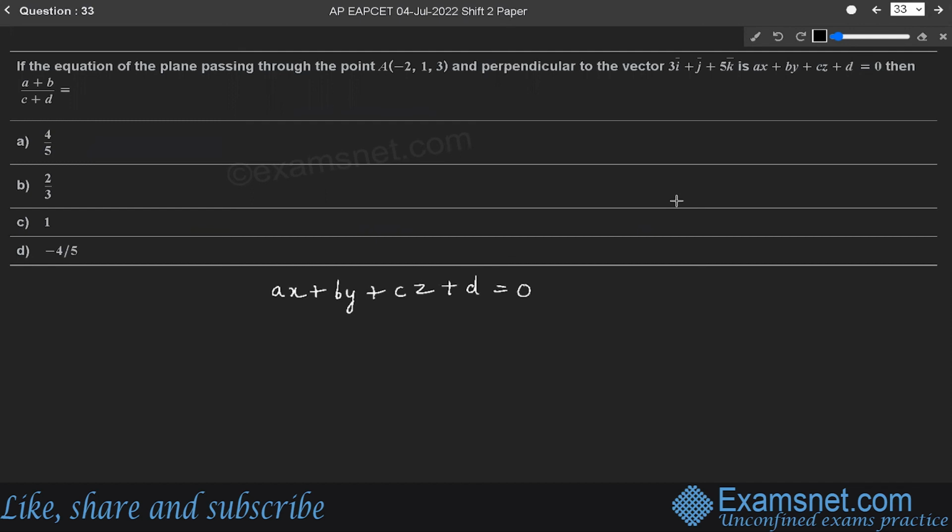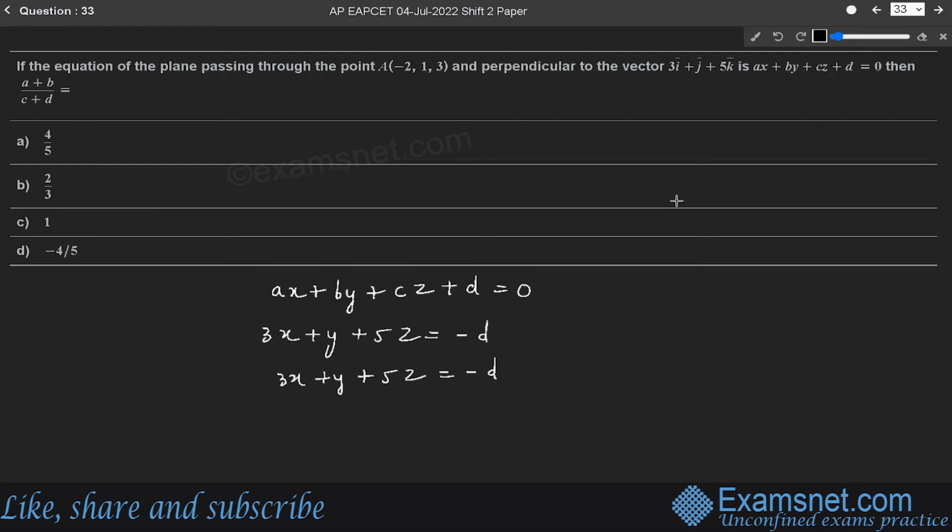Since it passes through the point (-2, 1, 3), the equation will be 3x + y + 5z = -d. It passes through the point (-2, 1, 3). Now, from this equation, we can say that 3x + y + 5z is equal to -d.